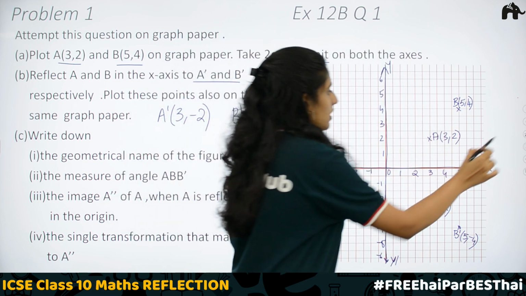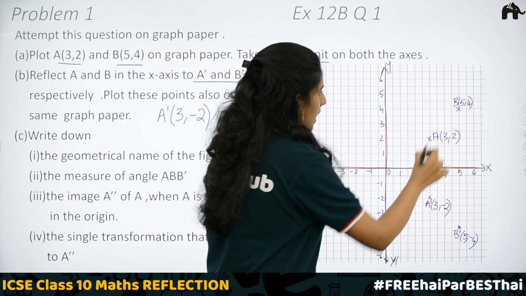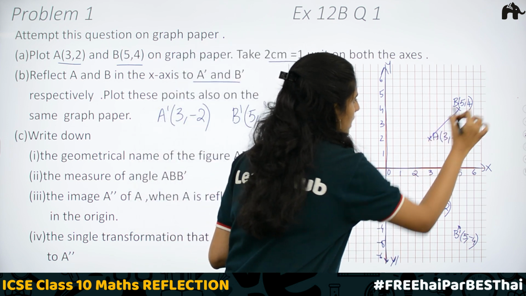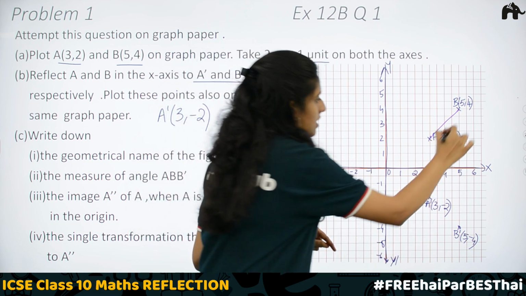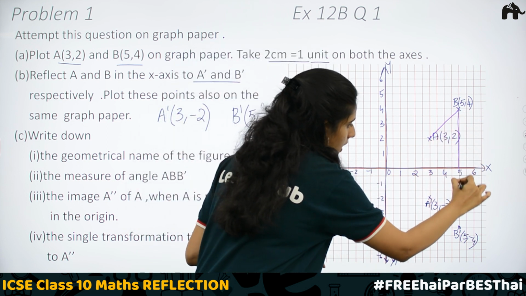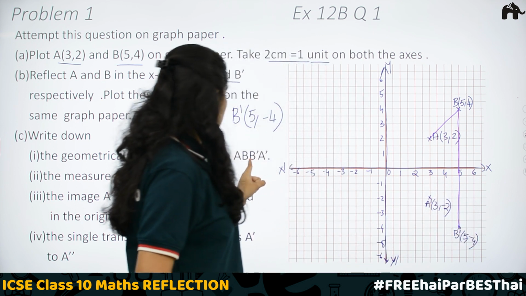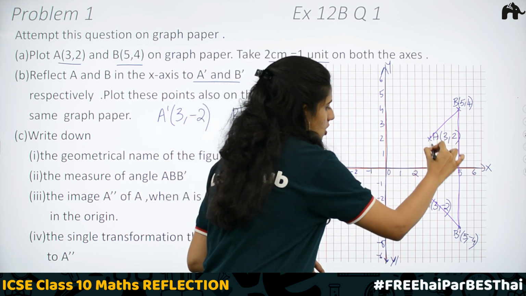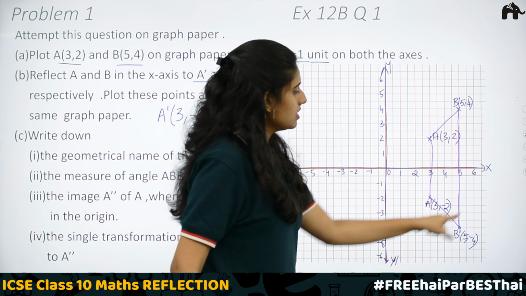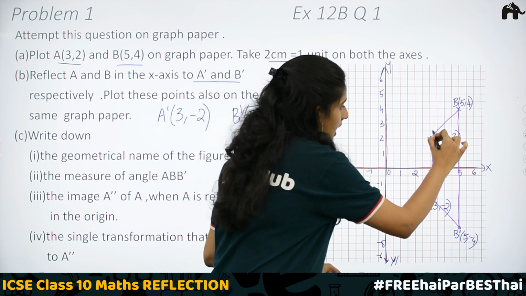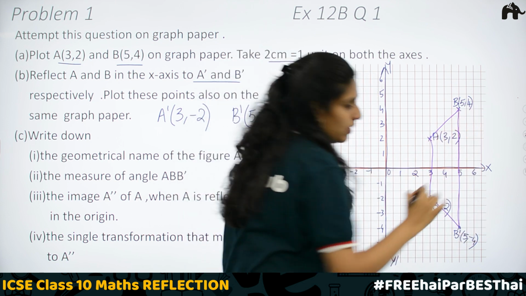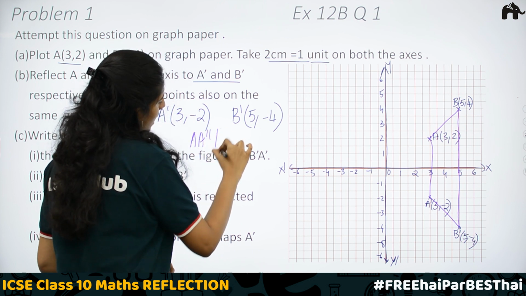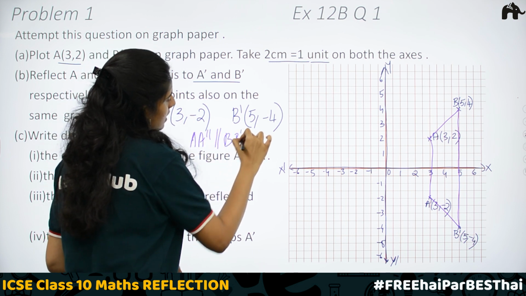Let us join these points. A to B, then B to B dash, then B dash to A dash, and then join A dash to A. Now what is the shape? Here we'll get A dash B dash parallel to AB. Yes, A dash B dash parallel to AB.